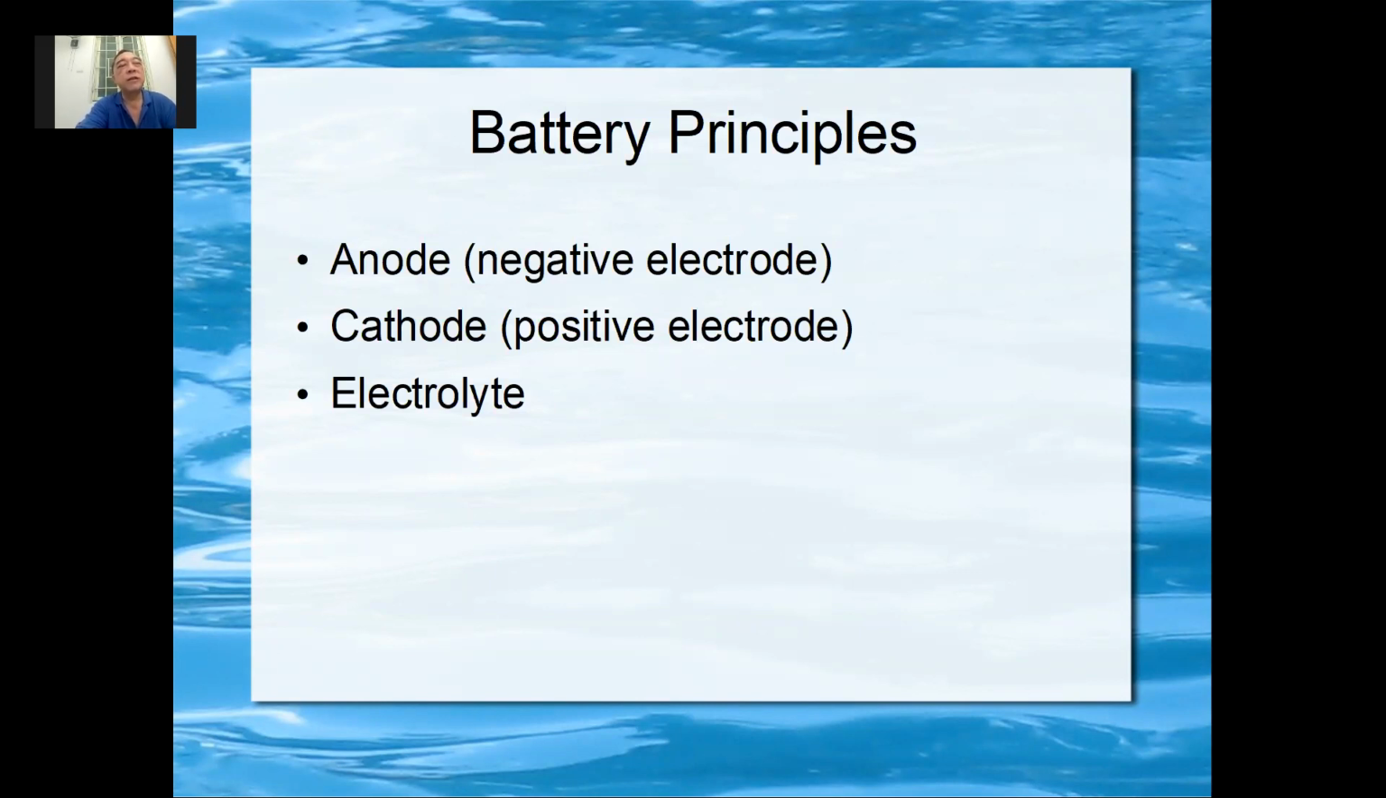Of course, in some batteries, there's something in between they call a separator. That one is not discussed here. Basically, there are three things: anode, cathode, and electrolyte.